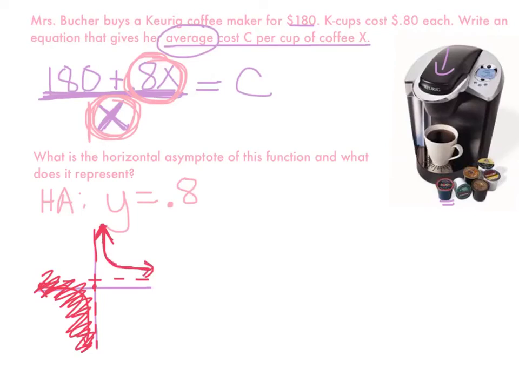As the amount of coffee that I drink increases, the price per cup decreases because that $180 that I initially spent is getting spread out over the amount of cups. But it's going to approach an asymptote at 0.8, and it's never going to go below that. So what does that represent? That represents the actual cost per cup. That's that 80 cents per cup. Because no matter what, I can't go below 80 cents per cup unless, you know, they start charging less for the K-cups, which they probably won't. So that's what it represents. It's y equals 0.8, and it represents the cost per cup.